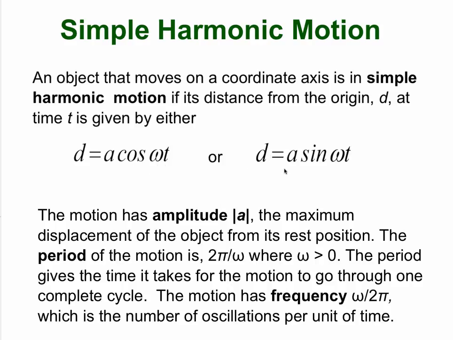The motion has an amplitude a, which is the maximum displacement the object is from the rest position or the equilibrium position, and the period of the motion is 2 pi over omega, where omega is always positive. The period gives the time it takes for the motion to go through one complete cycle. The motion has a frequency f of omega over 2 pi.